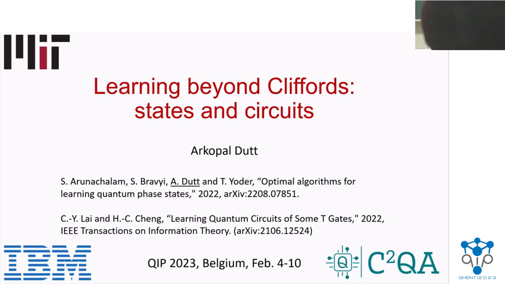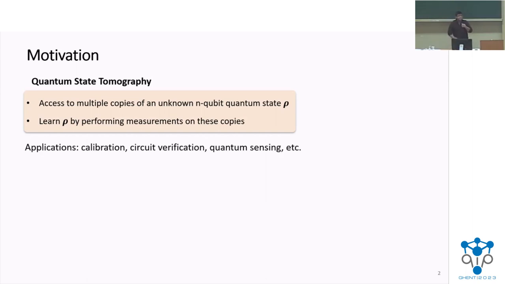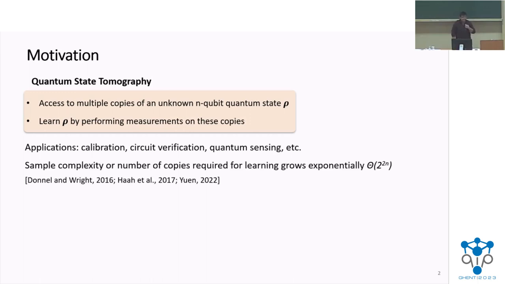Our motivation comes from quantum state tomography, where you have access to multiple copies of an unknown n-qubit quantum state rho, and you want to learn rho by performing measurements on these copies. These measurements might be separable measurements or even entangled measurements. There are natural applications of quantum state tomography to calibration, certificate verification, and quantum sensing. And as we have seen multiple times now, the sample complexity, or the number of copies that you need to learn this state, typically grows exponentially with n.